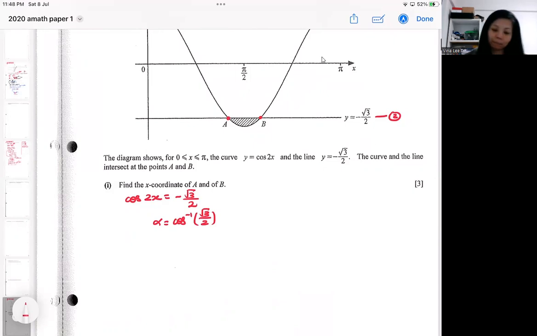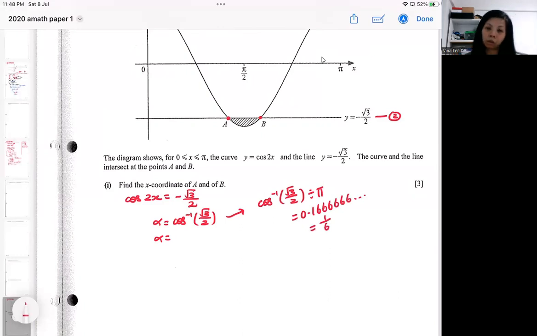In this question, when you try doing this, you won't get a nice answer. You will get a chain of decimals. You can work with the chain of decimals, or you can try to divide by pi. When you divide by pi, it will give you something like 0.16666, which essentially is 1 over 6. So the basic angle is actually 1 over 6 pi. You can either use the long decimal or do it as 1 over 6 pi.